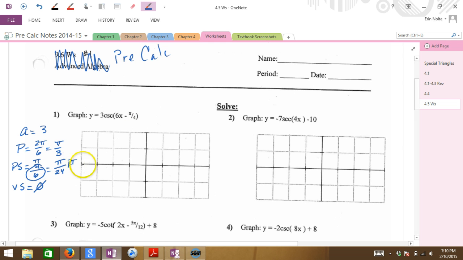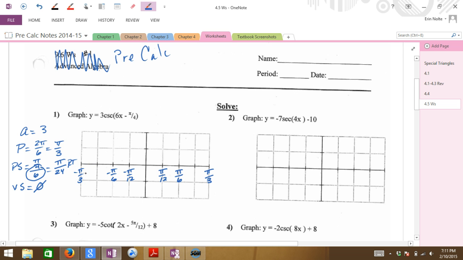Step 2 is going to be labeling the x-axis. So we got 4 increments here. The 4th increment is always whatever the period value is. So that increment is pi over 3. Half of pi over 3 is pi over 6, and then half of pi over 6 is pi over 12. And I'm going to do that in the negative direction as well, just kind of flip that.